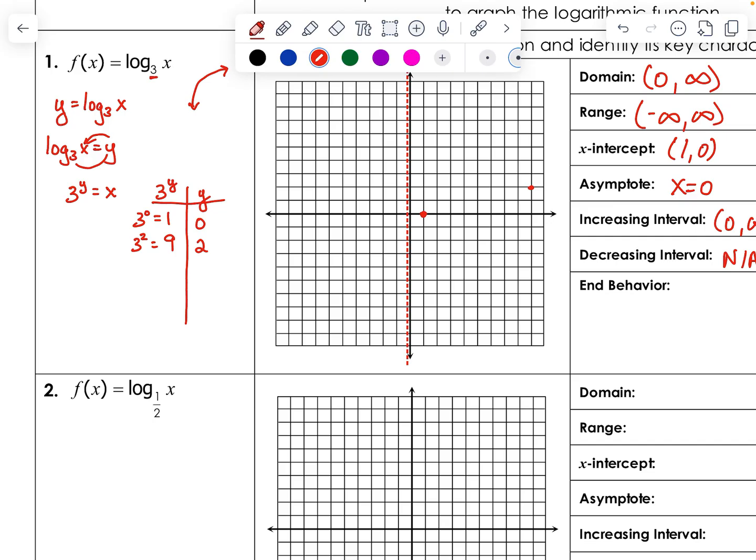So let's say I choose y to be -1. 3 to the negative first is going to be 1/3. So (1/3, -1) is another point. So there's 3 points that I can use to help me graph it. And this is going to get really close to 0 on this left side over here. I don't like that much. And there we go.